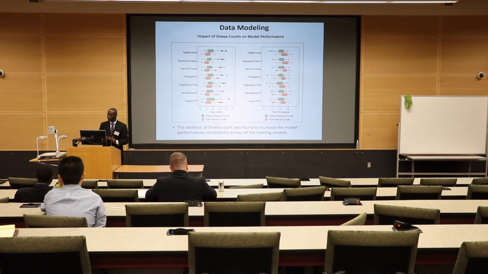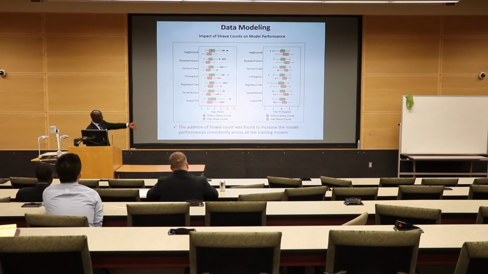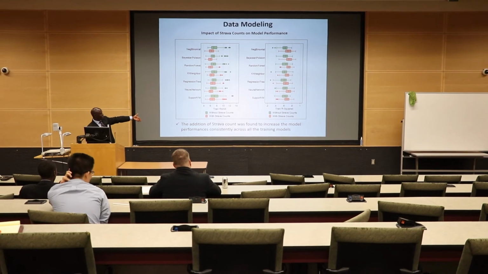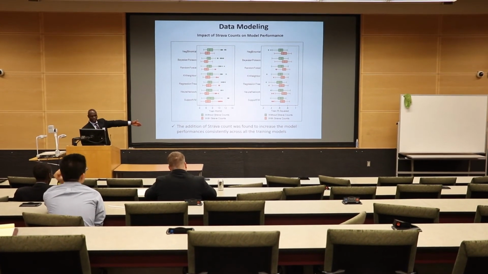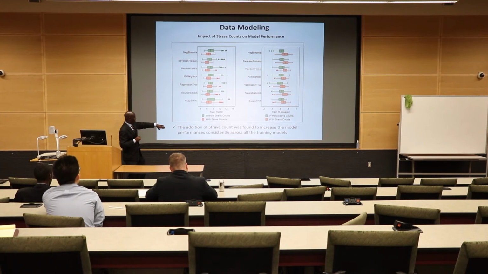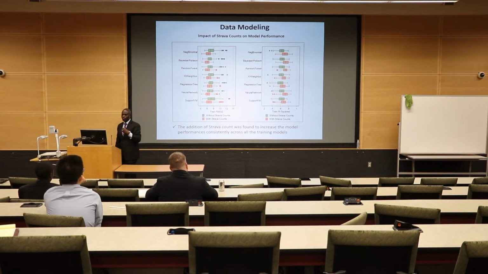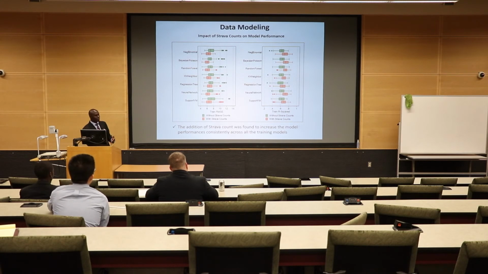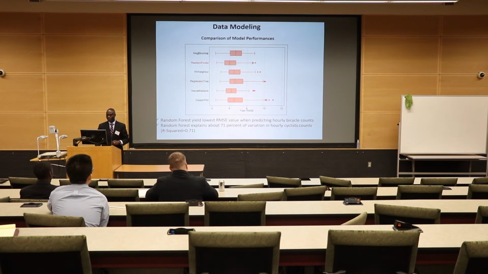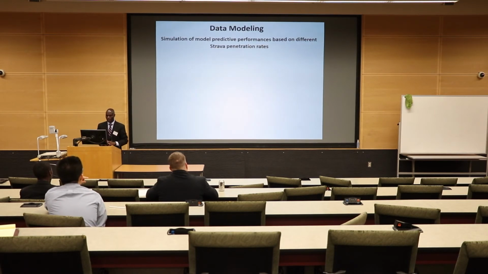And again, as I told you, we had two performance measures. The left side is showing the root mean square error, and the right side is showing the R squared. And as you can see, when you have Strava counts, you tend to have lower root mean square error, meaning that your model actually becomes better in terms of predicting. And the R squared is showing the same. You have higher prediction capability when you have Strava data. We compared the 5 models that we developed, and the random forest was the best. I'm not going to go into the details of that for now.